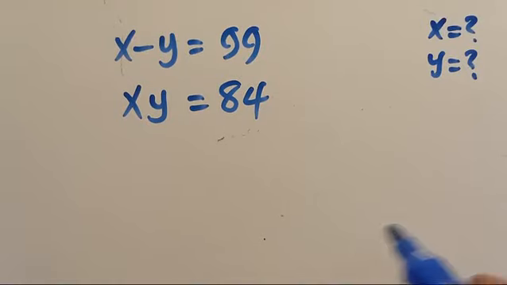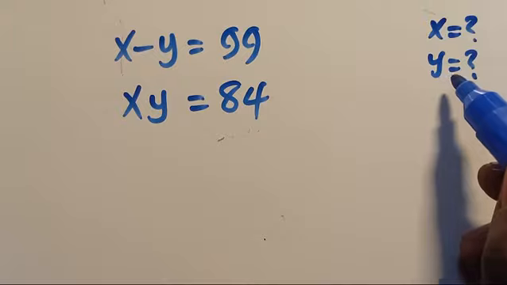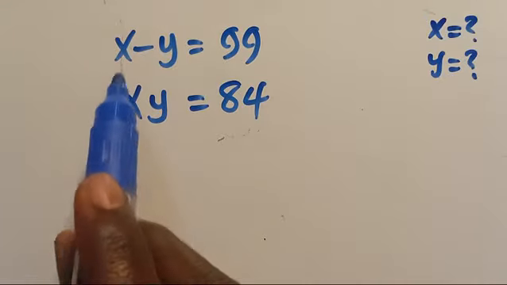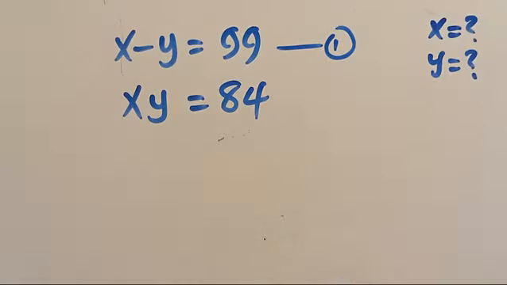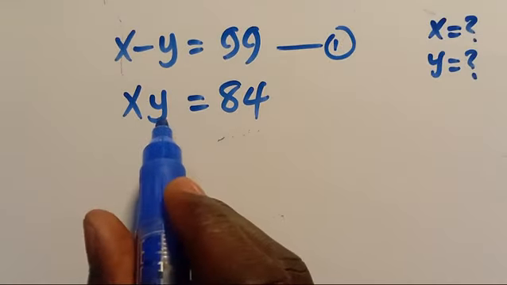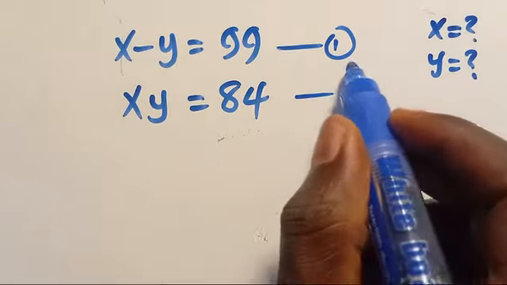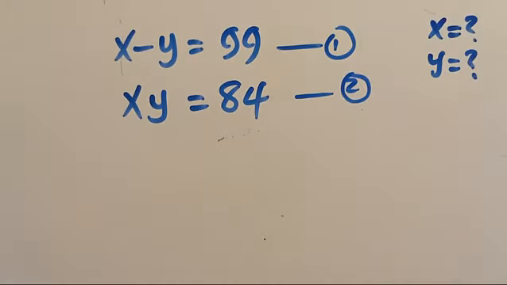In this video, we want to find the possible values of x and y, given that x minus y equals 99. Let's name this equation 1. Then xy equals 84. Let's name this equation 2. To solve this simultaneously, we have to make either of the parameters the subject of the formula.